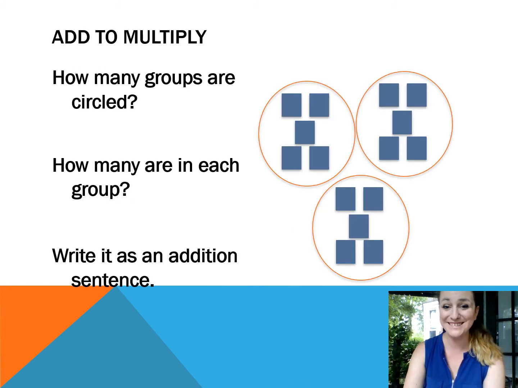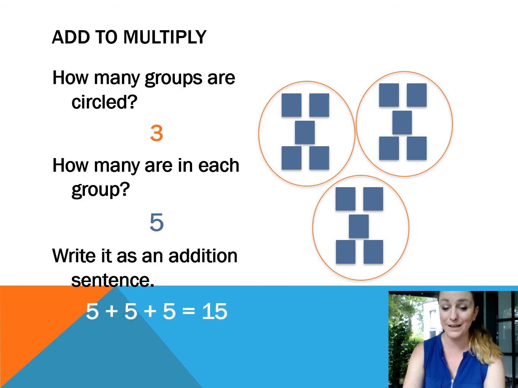Good work. How many groups are circled? There are 3 groups circled. How many are in each group? There are 5 in each group. Write it as an addition sentence.